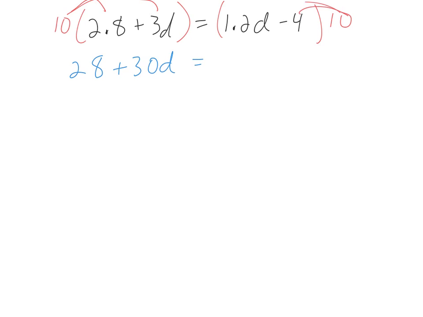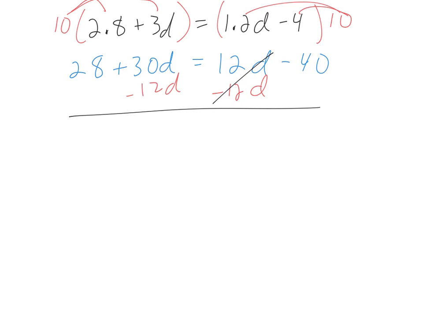And on the right side, double distributive as well. This is going to be 10 times 1.2 is 12d, minus 4 times 10 is 40. Okay, now I need to move my 12d to combine the d's on opposite sides of the equal sign, so I've got to subtract here. So I'm left with 18d here, 28 over here, and equals negative 40.